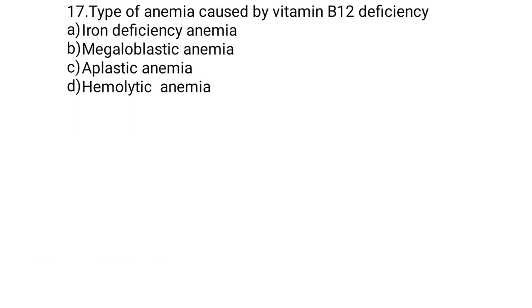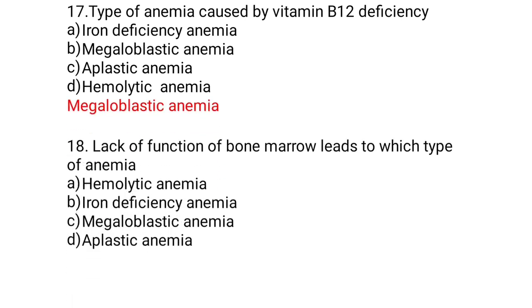Next one, type of anemia caused by vitamin B12 deficiency. A. Iron deficiency anemia. B. Megaloblastic anemia. C. Aplastic anemia. D. Hemolytic anemia. So, vitamin B12 deficiency, it is megaloblastic anemia. Lack of function of bone marrow leads to which type of anemia? A. Hemolytic anemia. B. Iron deficiency anemia. C. Megaloblastic anemia. D. Aplastic anemia. So, answer is aplastic anemia.